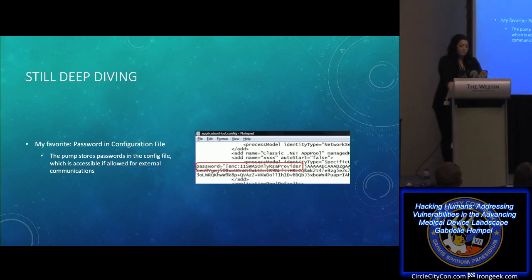My favorite vulnerability thus far: the infusion pump stored some passwords in the config file, which were easily accessible if the pump was configured to allow external communications.